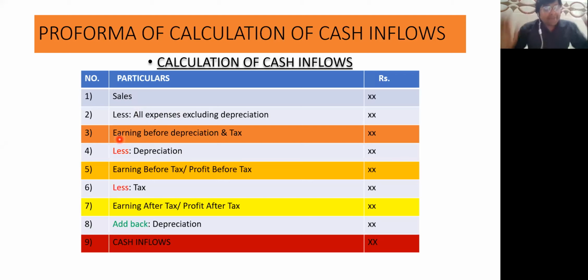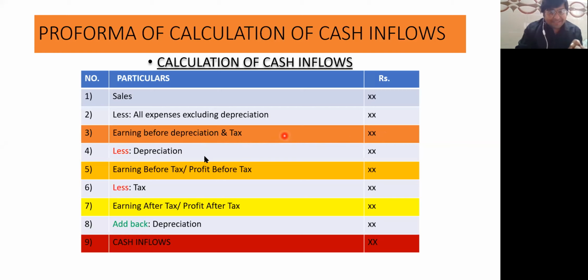You will get your EBDT. What is EBDT? EBDT means earning before depreciation and tax. Why before depreciation? Because you haven't deducted depreciation, and you haven't deducted tax. That is why it is earning before depreciation and tax. It's very simple. It can be considered your profit before depreciation and tax. Nothing to worry about that.